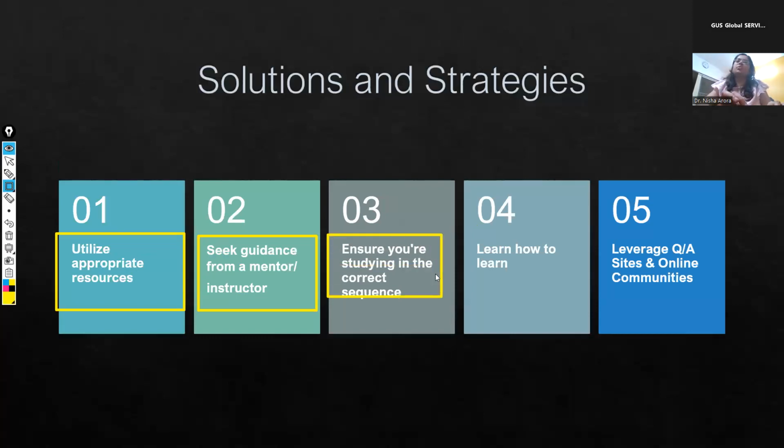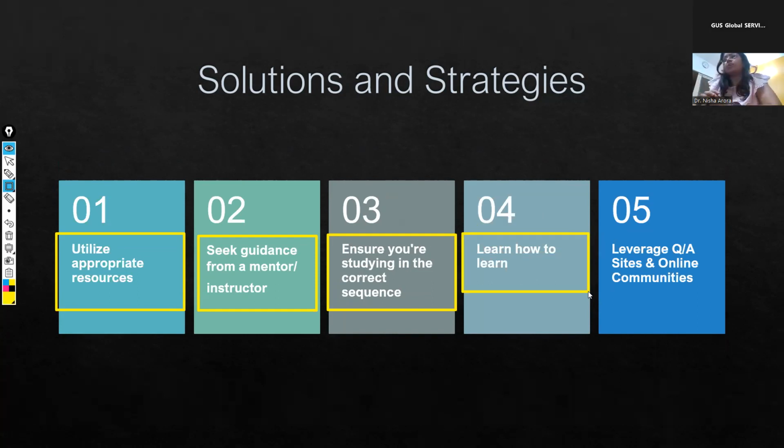Maybe you need to ensure that you are doing it in the right sequence. Maybe you need to learn how to learn. It is really very important. Even suppose you think you are able to understand what I teach, and you requested me, okay, I want to learn it from you. So I am trying to teach the best, but how are you trying to learn?